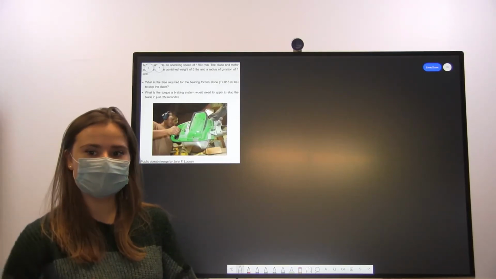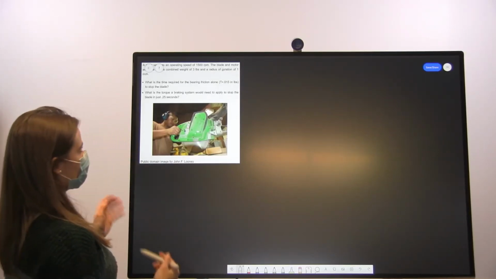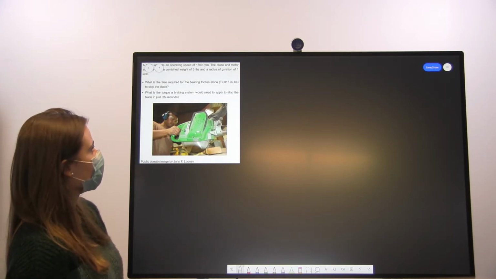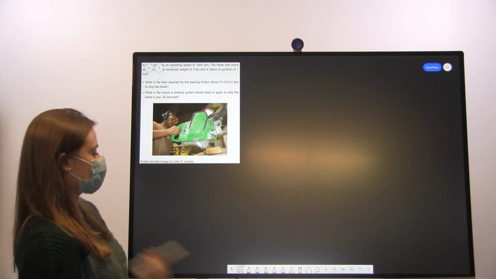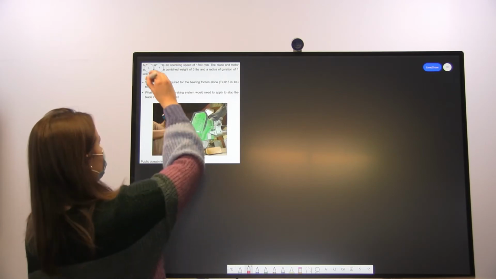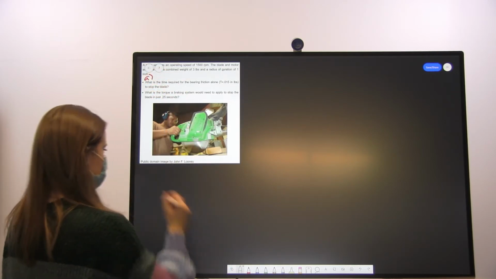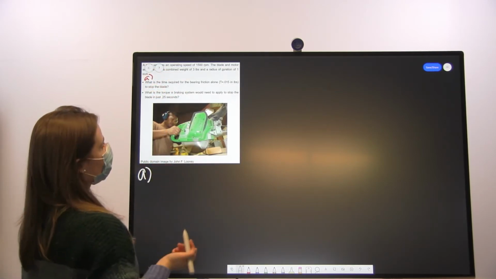So this problem is asking us to do two different things. The first being solve for the time required for the bearing friction to stop the blade. So we're going to call that part A, and we'll do that first. So we're going to write down what we know from the start.